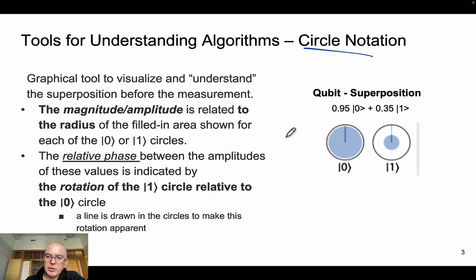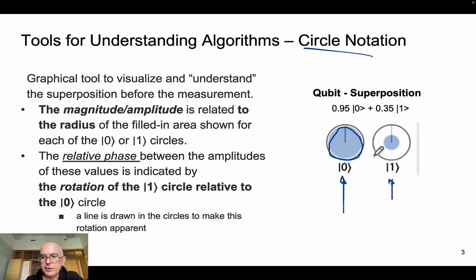We have two major quantities that we can identify in the circle notation. The first is the magnitude or the amplitude, that is related to the radius and this area here. The higher it is, the higher is the amplitude for that particular state. So in this particular case, you see that the amplitude is higher for the zero state and smaller for the one state. This higher magnitude also means that if we do a measurement, this will have a higher probability of being measured.